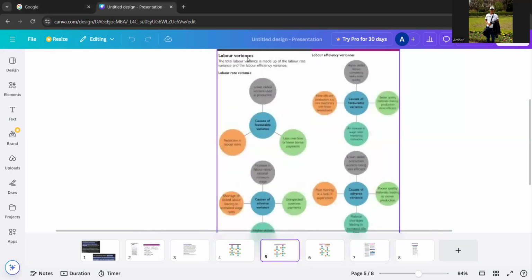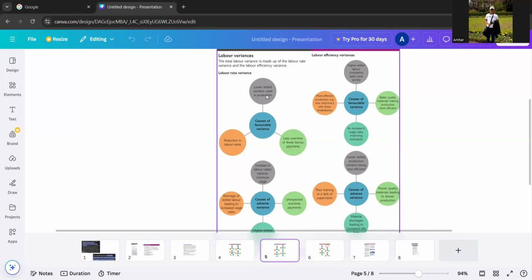Now we'll look at labor variance. Total labor variance is made up of labor rate variance and labor efficiency variance. Favorable means you have to know the variance is positive. Adverse means the variance is negative.